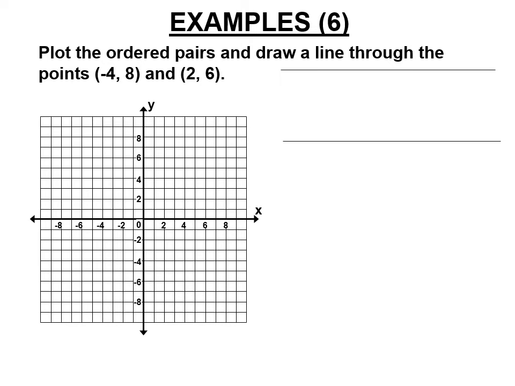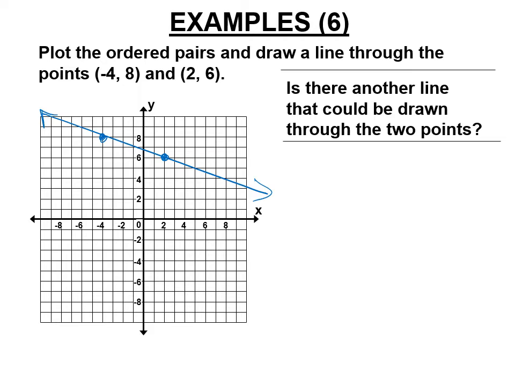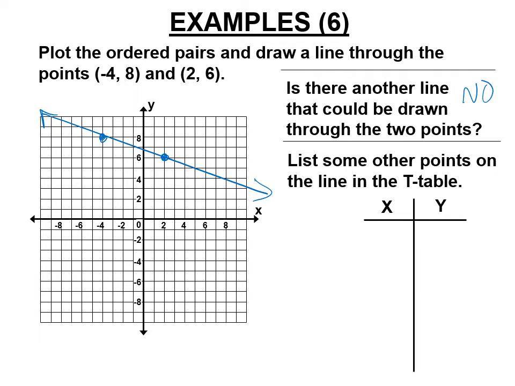All right, so we're going to plot -4, 8, and 2, 6, and draw the one and only line through the points. There it is. We're going to have arrows on both ends. Is there another line that could be drawn through the 2 points? No. There's only one line that goes through those 2 points. List some other points on the line.